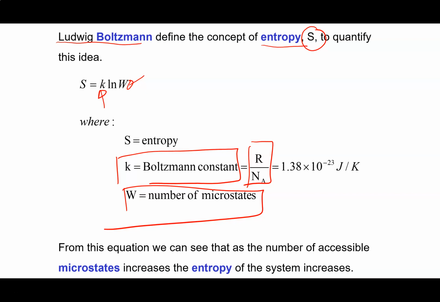So what we see here is that as the number of accessible microstates that a system has increases, the entropy of our system increases. Entropy, in a manner, is a measure of the flexibility of a system, the randomness of a system, or the disorder of a system. As our system becomes more chaotic, disordered, random, flexible, more floppy, if you will, and the number of microstates increases, so will the entropy. So entropy is often referred to as a measure of randomness.